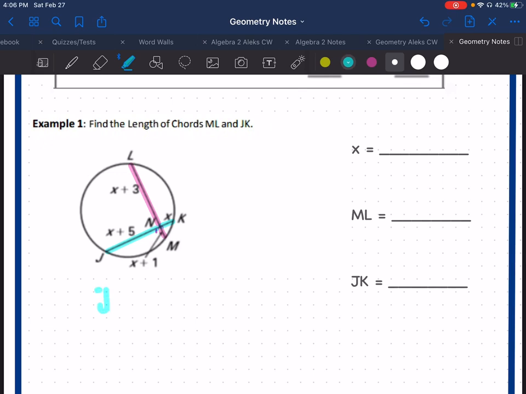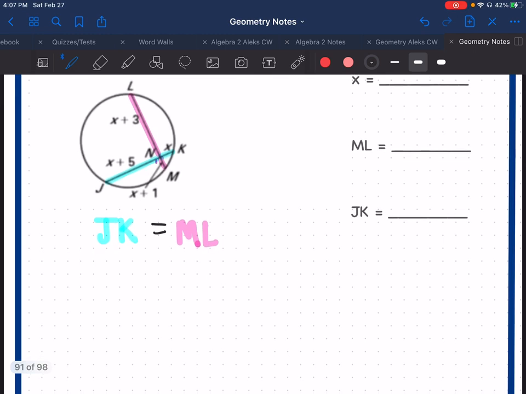is equal to the length of ML. So we're going to apply the theorem, and we're going to break it into the two pieces. X plus 5 times X makes up the blue piece of JK, and X plus 3 times X plus 1 makes up the pink piece of ML.